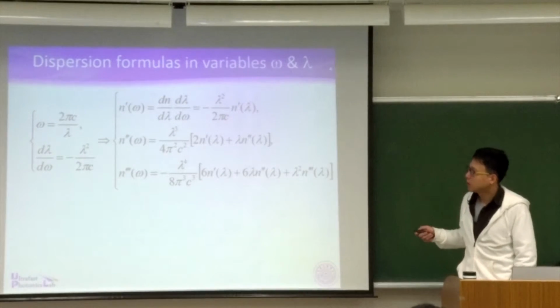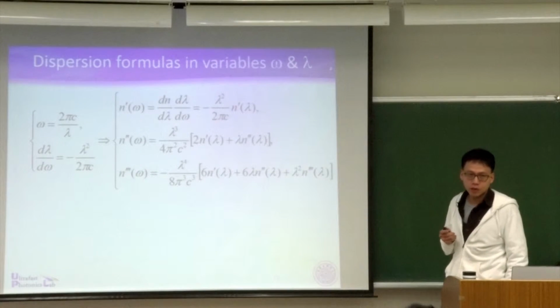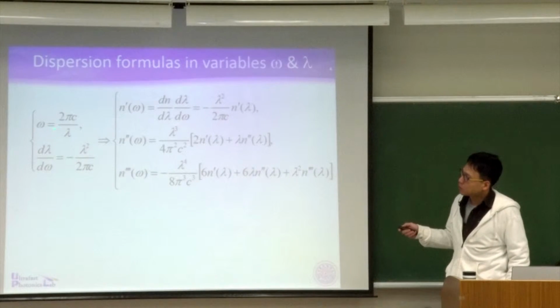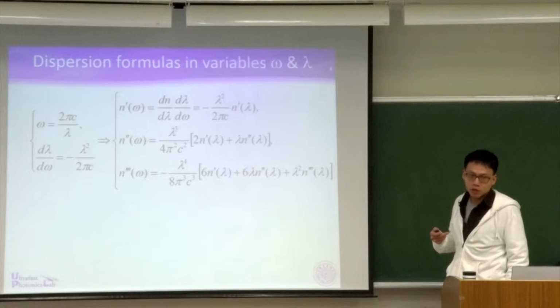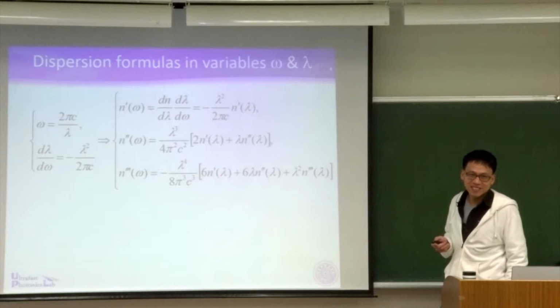So if you take the first order derivative, what can you have? If you check this formula and perform the first order derivative with respect to lambda, you have d omega over d lambda on the left-hand side. How about the right-hand side?